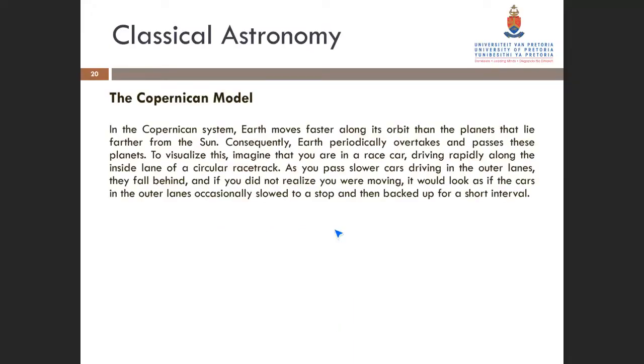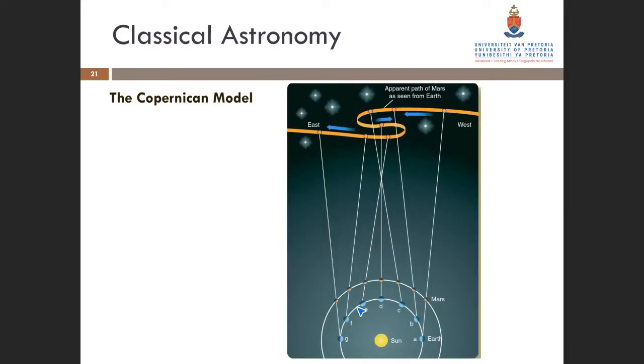In the Copernican system, Earth moves faster along its orbit than the planets that lie further from the sun. Consequently, Earth periodically overtakes and passes these planets. To visualize this, imagine that you are in a race car, driving rapidly along the inside lane of a circular racetrack. As you pass slower cars driving in the outer lanes, they fall behind. And if you did not realize you were moving, it would look as if the cars in the outer lanes occasionally slowed to a stop, then backed up for a short interval. So this explains retrograde with the Copernican model.